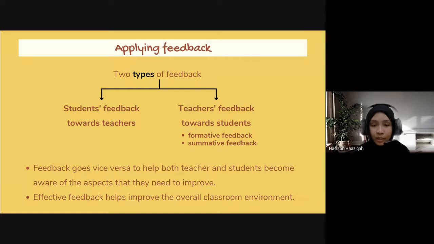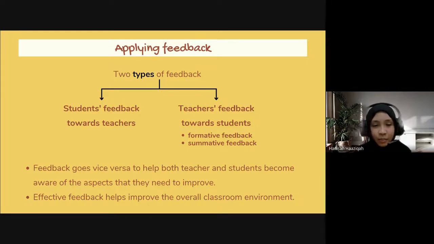There are two types of feedback, which is students' feedback towards teacher and also teachers' feedback towards student. Students' feedback towards teachers is also important in the classroom, because it could help in improving the teacher's method in conveying their lesson. The teacher could get the feedback from students by asking, do you understand what I'm talking about, or can you understand what I explained just now, and something like that.